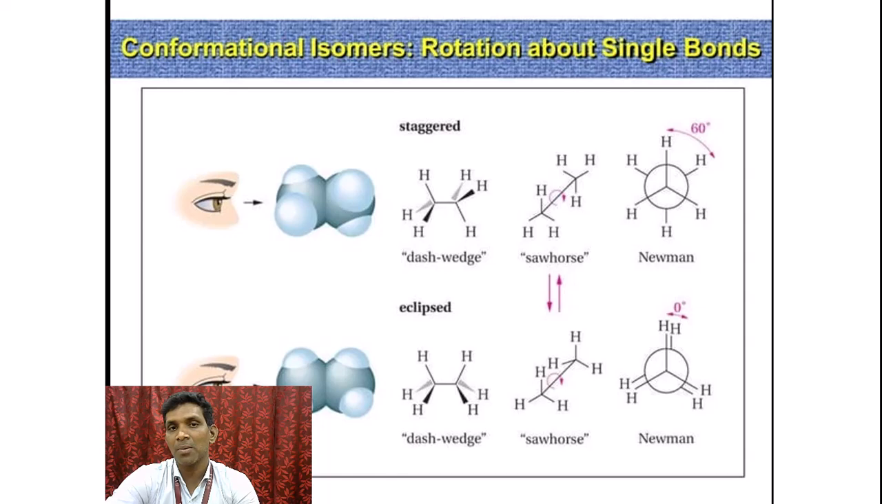So dash wedge formula means one C-H bond is very close to me, and you have to indicate that C-H bond with a thick bond. The C-H bond that is away from me, you have to indicate as a dashed bond, and the remaining C-H bond which is present in the plane, you have to indicate as a normal bond, which is visualized in this PPT. And you can convert that Sawhorse into a dash wedge in a Sawhorse as well as Newman projection also.